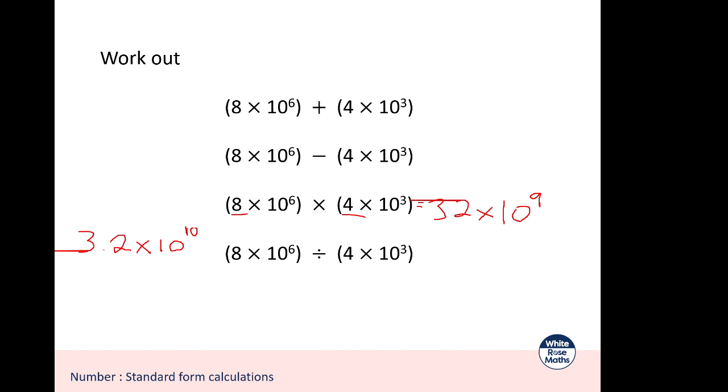Dividing now, I do 8 divided by 4, which is 2. Then 10 to the power of 6 divided by 10 to the power of 3 gives 10 to the power of 3. Well done, spot on. Does that make sense, guys?